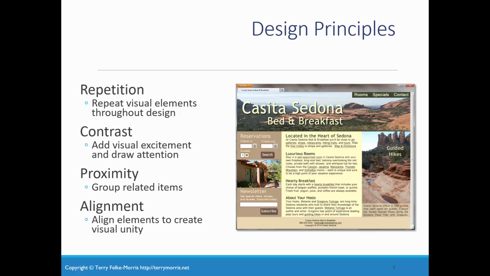All right, design principles: repetition, contrast, proximity, and alignment. Repetition: repeat visual elements throughout the design. It's kind of nice to have a natural look and feel between pages. Contrast: add visual excitement and draw attention. This picture they show here from the Casita Sedona is much better because it has pictures in it. Group related items. Put things together that naturally seem like they belong together. Alignment. Align items to create visual unity.